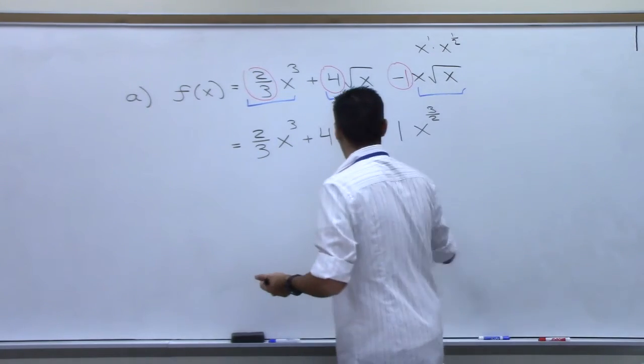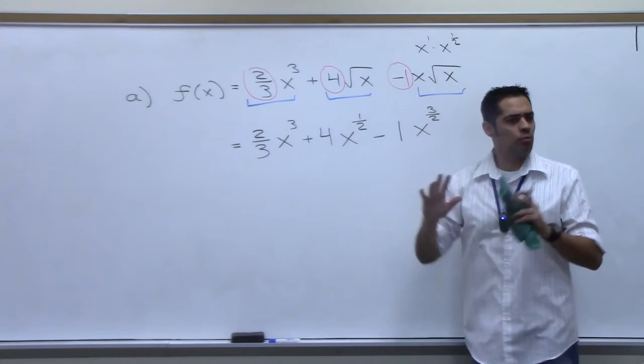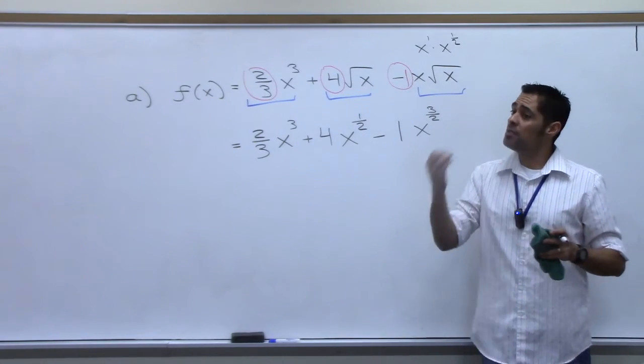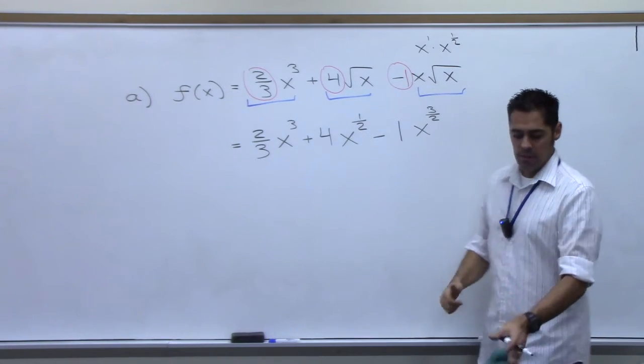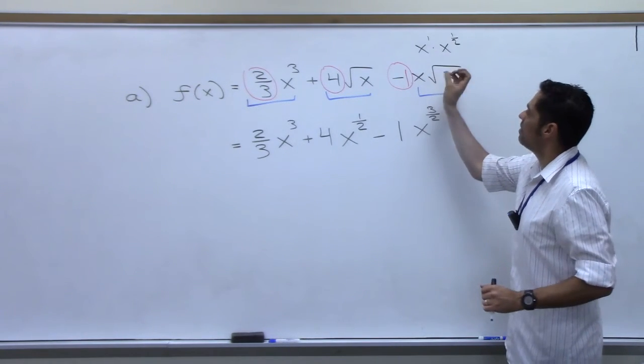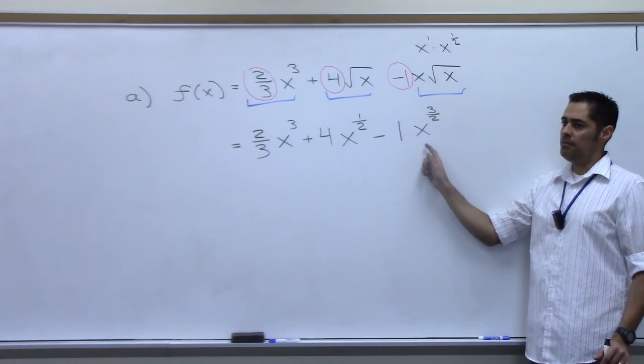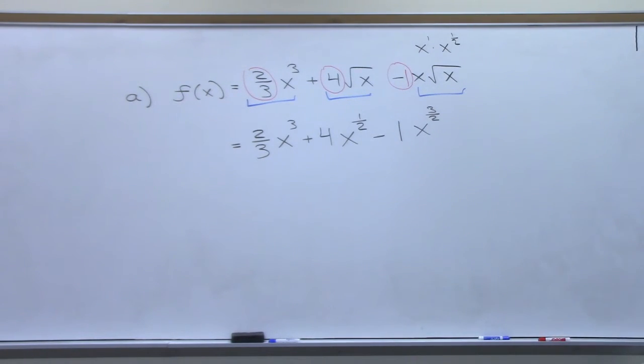But if it's a sum, we're good. If it's subtraction, we're good. If it's powers of x, we're good. This right here is a product, but we can put these together into a single power of x, and that saves us. Understand? Okay. So are you ready to find the antiderivative?